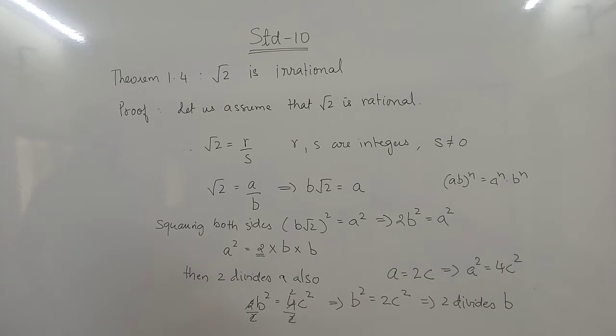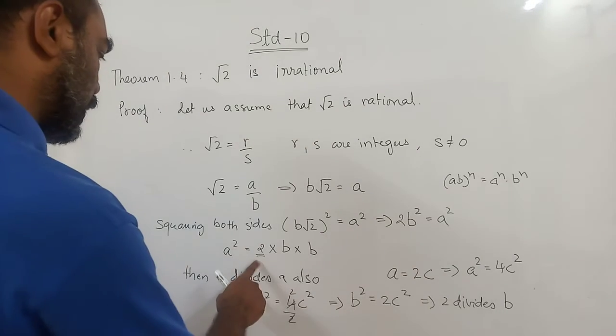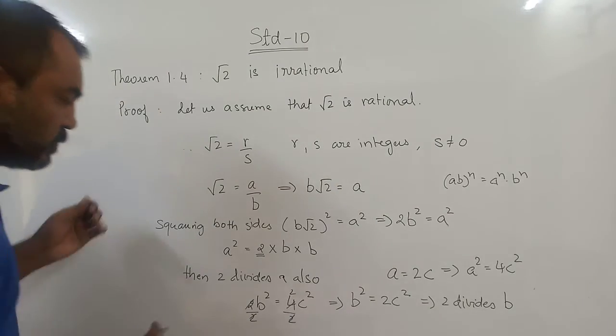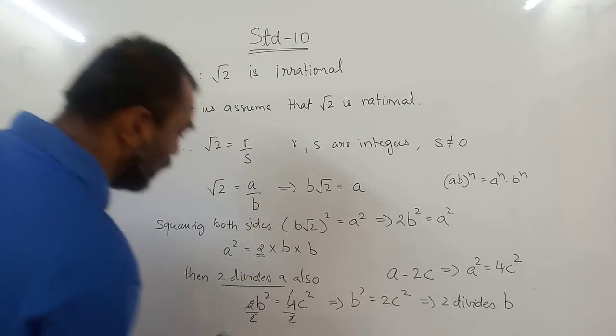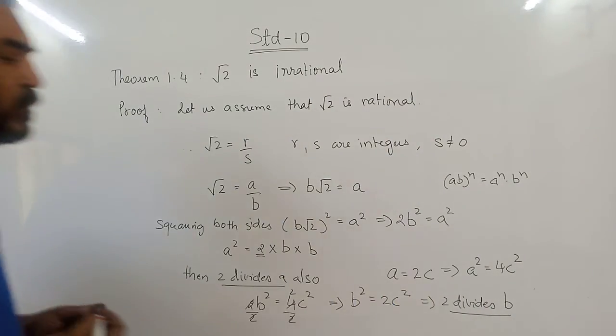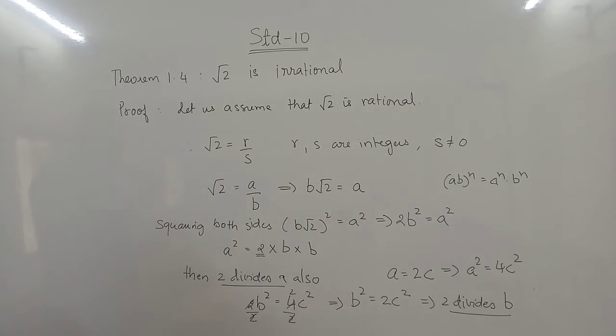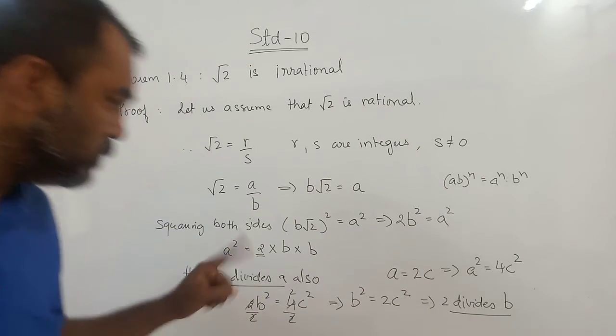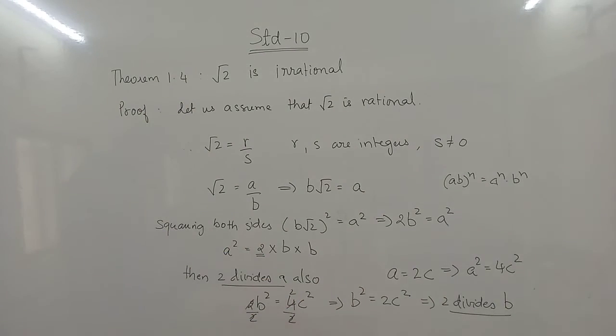So we had shown that 2 divides a square, so 2 divides a. You showed here 2 divides a. A is an even number. 2 divides b also, as rightly shown here, which means 2 is a common factor between a and b. We have just shown that 2 is a common factor between a and b. So a and b have at least one common factor, 2.